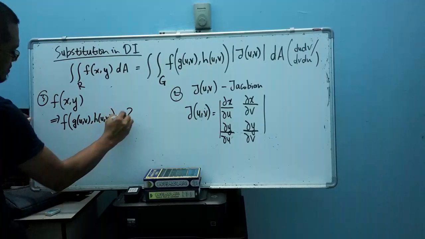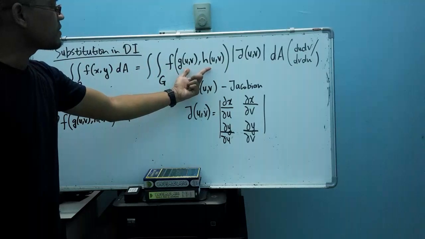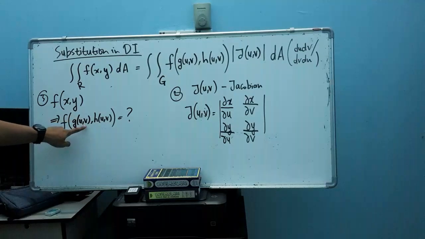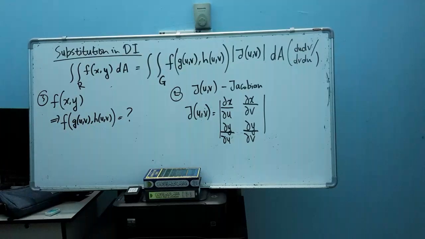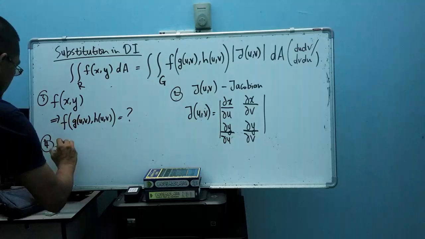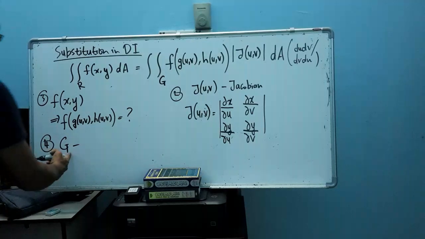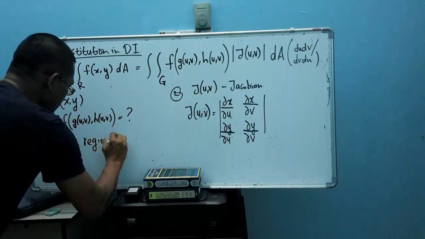So this will give me a term that depends on u and v, because we just substitute: in f(x,y), x equals g(u,v) and y equals h(u,v). That is number 3. And then the fourth step: I need to find G. What do we mean by G here? G is the region of integration.